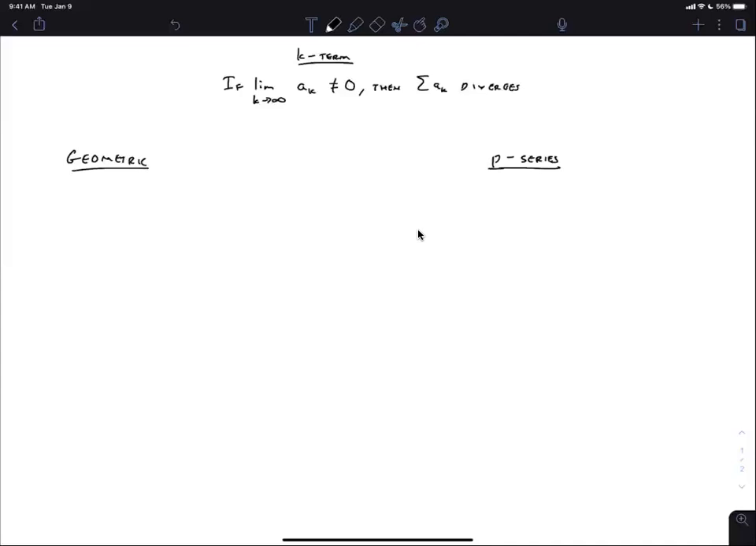Geometric series says that if we have the sum k equals 0 to infinity of A R to the k, that converges if the absolute value of R is less than 1, and that diverges if the absolute value of R is greater than or equal to 1.